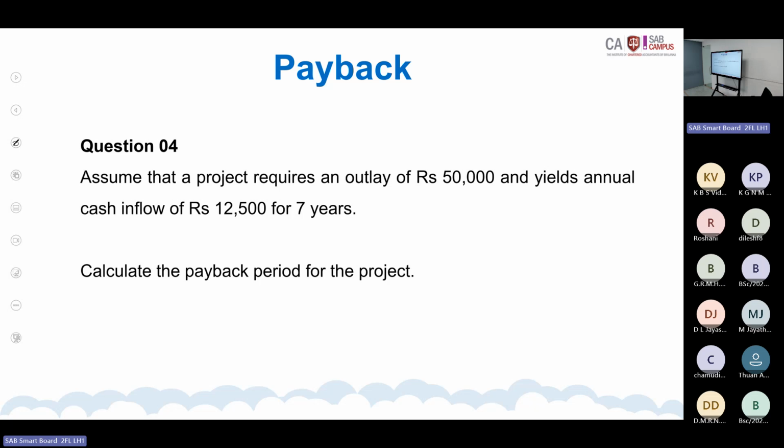4 years. How do you get 4? 50,000 divided by 12,500 is 4 years.